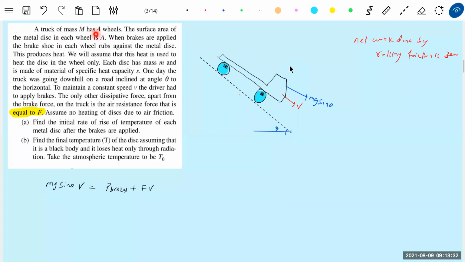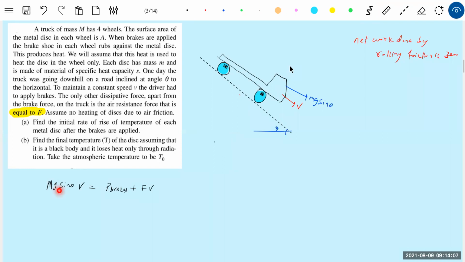A truck of mass m has 4 wheels. Okay, we'll do one thing. Total mass of the truck, along with everything, should be m. And the mass of the truck will definitely be greater than the mass of the wheels. There's no doubt. Okay, we'll proceed like this.